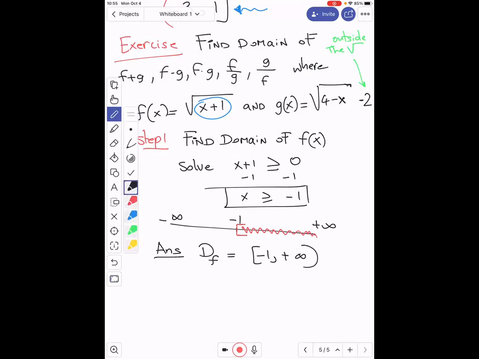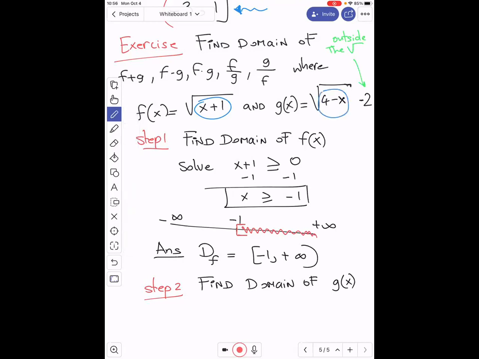All right, now step number 2. We need to find the domain of g. Again, in g we do have the square root, so we need to solve what's under the square root larger or equal to 0. Under the square root it's 4 minus x, right? We don't care about the -2. So we need to solve 4 minus x larger or equal to 0.